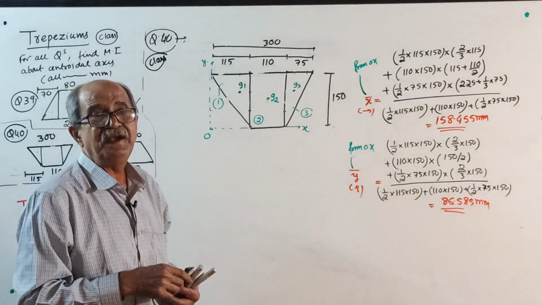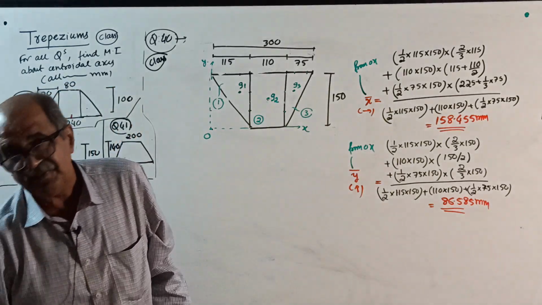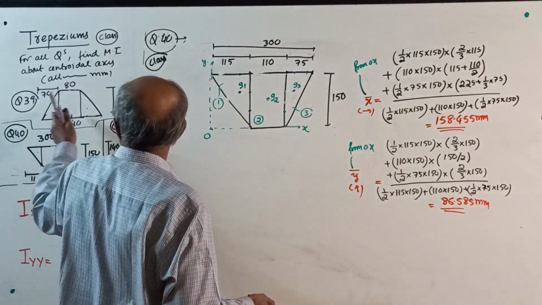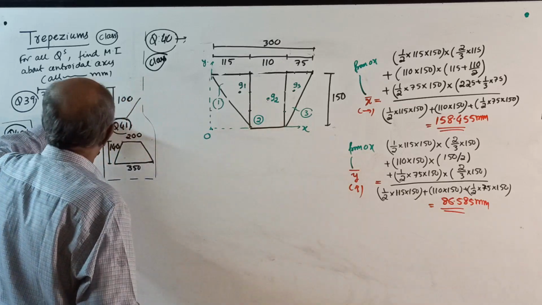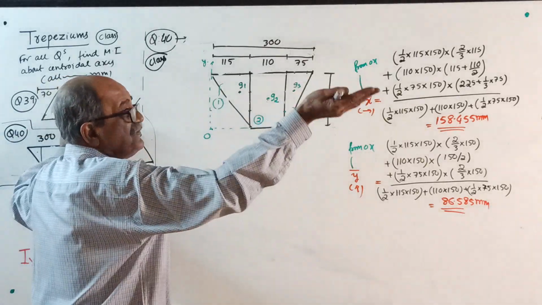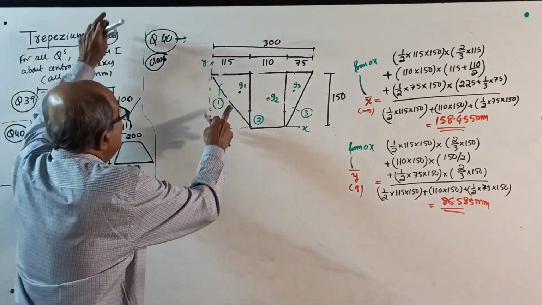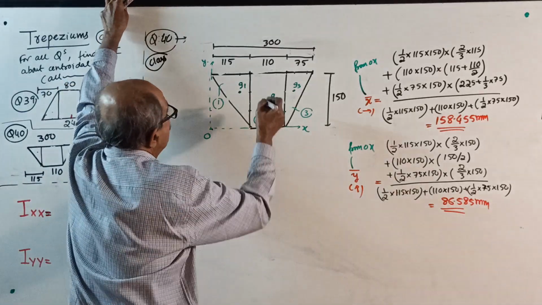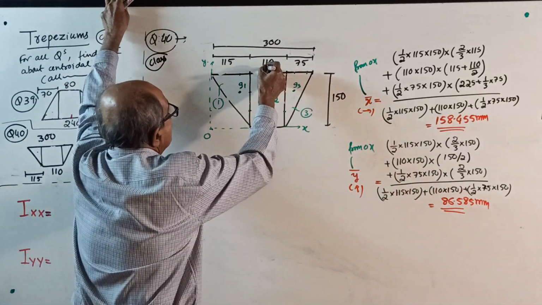There is a reason for it. You don't worry about the reason; you will worry about that in structural engineering later. Last time this side had more area, so the centroid shifted that side. Now this side has more area, so the centroid is on this side. How much is it? 158.455. A little earlier.